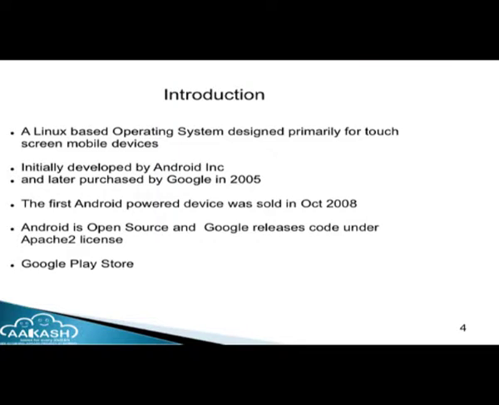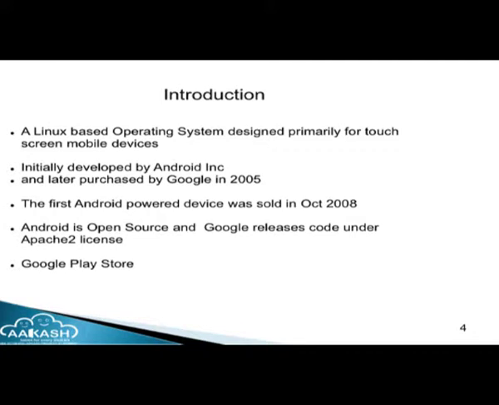So let's go next. What is Android? It's a well-known Linux-based OS, primarily for touch screen mobile devices like smartphones and tablets. It was initially developed by Android Inc. and then purchased by Google in 2005. So Google started working on DVM in 2005, and then after 3 years they came up with the first Android device in 2008. And the rest is history. All of us know how popular Android is today.